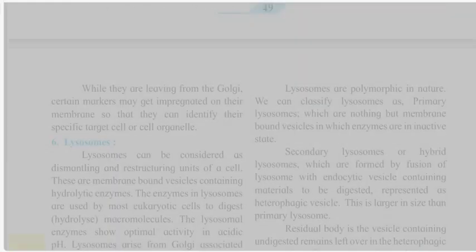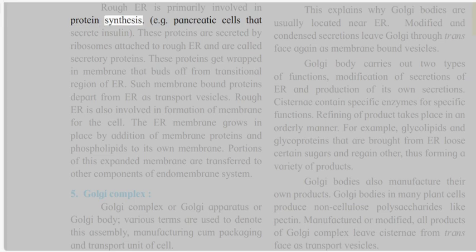49. Rough is primarily involved in protein synthesis, e.g. pancreatic cells that secrete insulin. These proteins are synthesized by ribosomes attached to rough and are called secretory proteins. These proteins get wrapped in membrane that buds off from the transitional region of such membrane-bound proteins depart from as transport vesicles. Rough is also involved in formation of membrane for the cell.